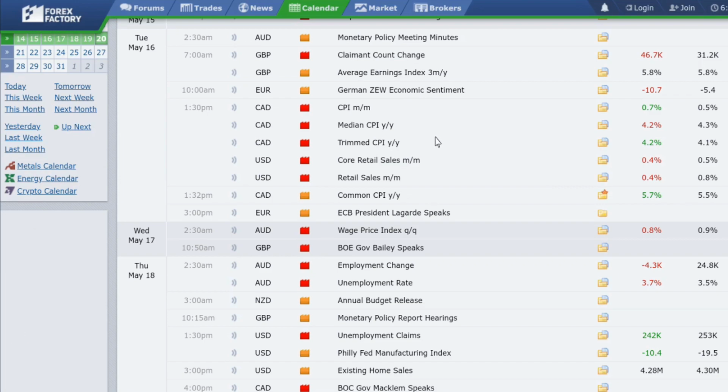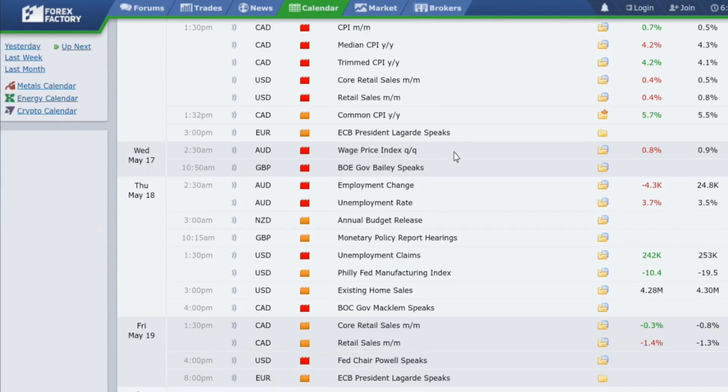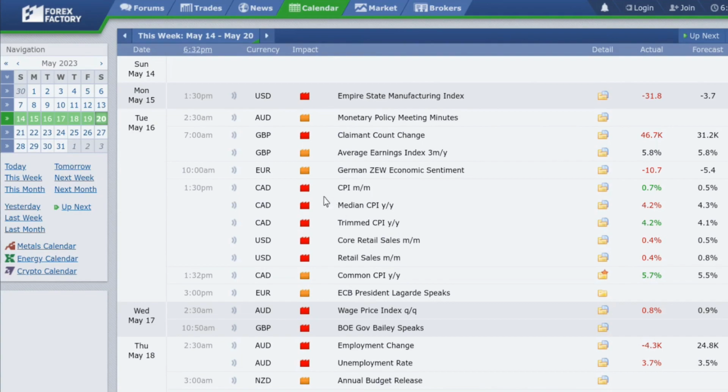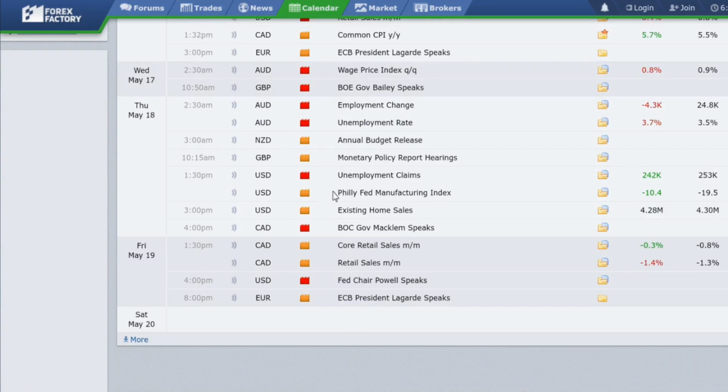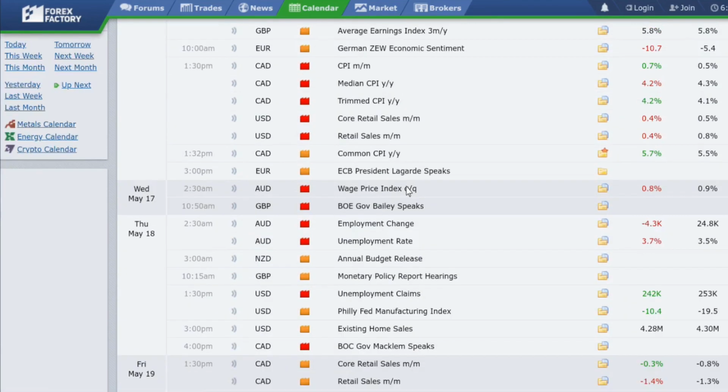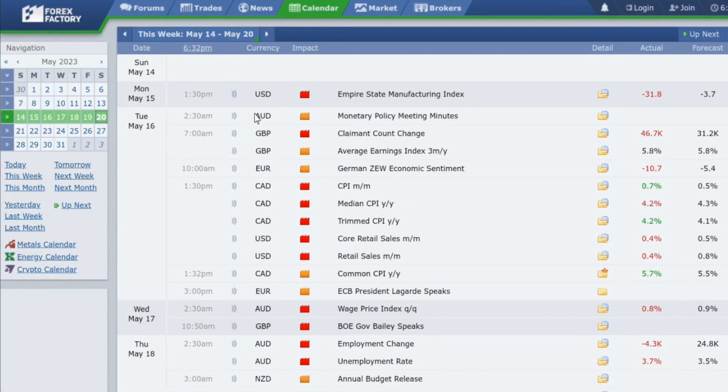Last week we didn't have major events according to the fundamentals for the US dollar. The one we have is from the Canadian dollar. On the US dollar, we only have the unemployment claims and the Philadelphia Fed manufacturing. So AUD and the Canadian dollar took the fundamental bias last week. And then let's check what we have this week.